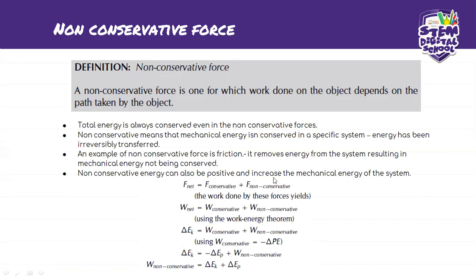Okay, so work net is also going to be work conservative plus work non-conservative, and here we're going to use the work-energy theorem. Remember, work net is also equal to change in kinetic energy, and that will be work conservative plus work non-conservative. Using work conservative equals minus change in potential energy, we have change in K equals minus change in potential energy plus work non-conservative. So work non-conservative will always be change in K plus change in EP.